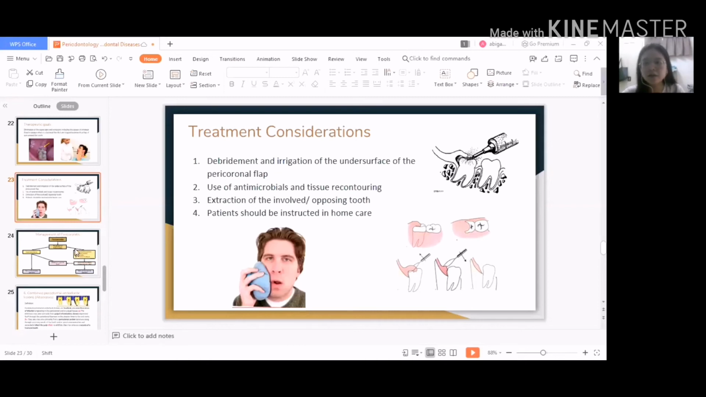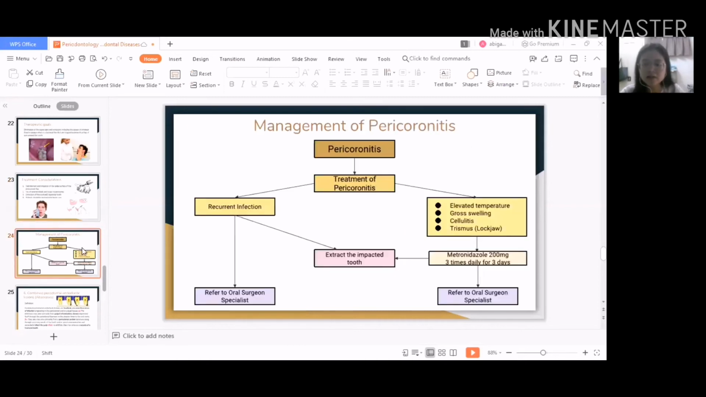Moving on to the management of pericoronitis. The treatment of pericoronitis is based on two situations. In recurrent infection, it is best to refer patients to oral surgeon specialists or extract the impacted tooth.